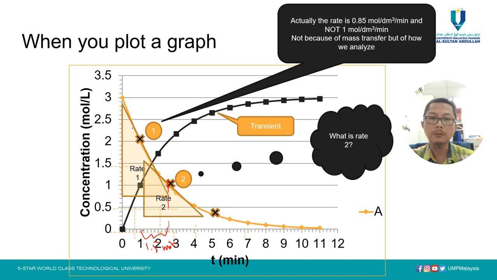If we use this method, you can find the height and the length of this triangle so that we can find the rate. This is the value of the y-axis and this is the value of the x-axis, so that you can find the slope or the gradient. From there you can find the rate. The first part here will be 0.85 mole per liter per minute, and this one you can find out yourself.